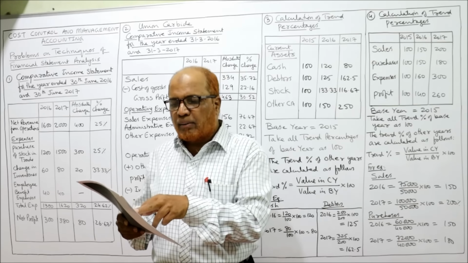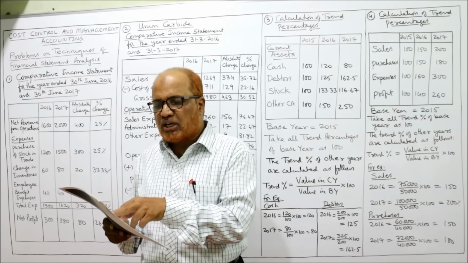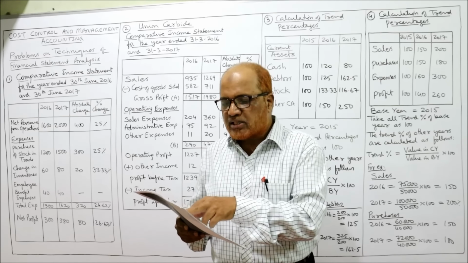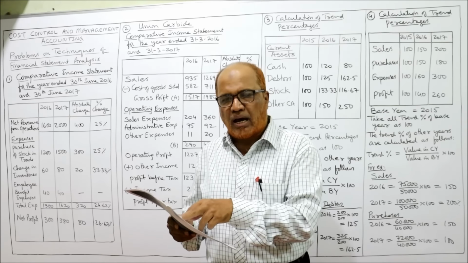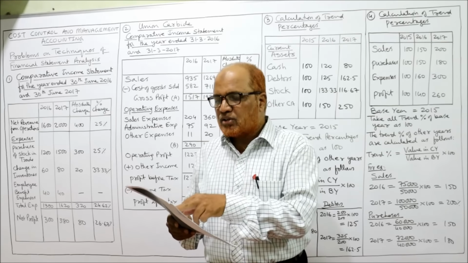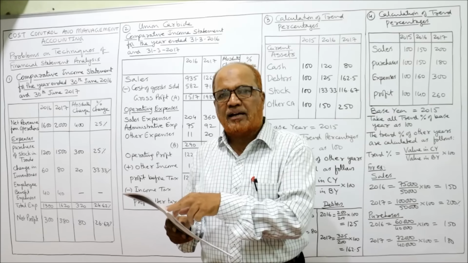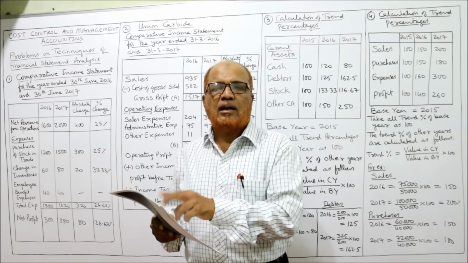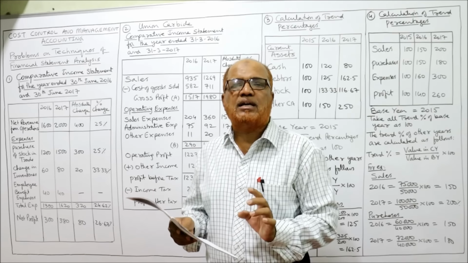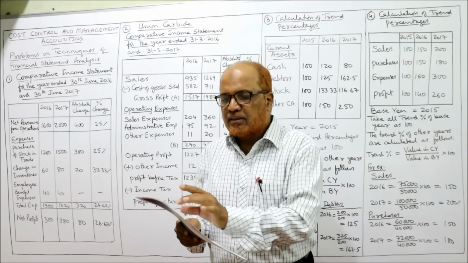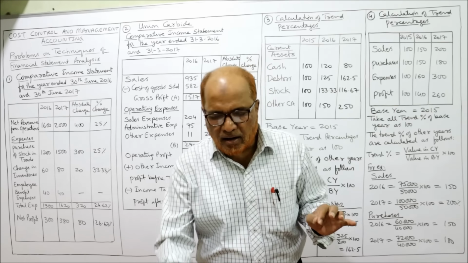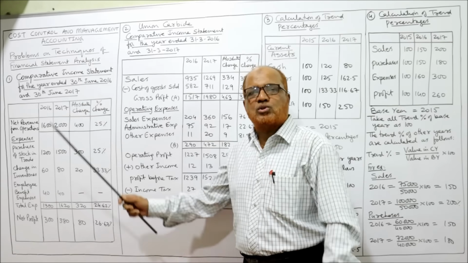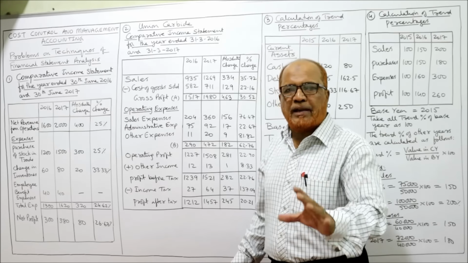Then expenses are given: purchase of stock in trade, change in inventories, employee benefit expenses, wages, total expenses, net profit. The profit for 2016 is 300 and the profit for 2017 is 380. Last year 300, current year 380 is the net profit. This is the information given. We are required to make a comparative income statement. Now see the solution carefully. I am explaining each and every point.